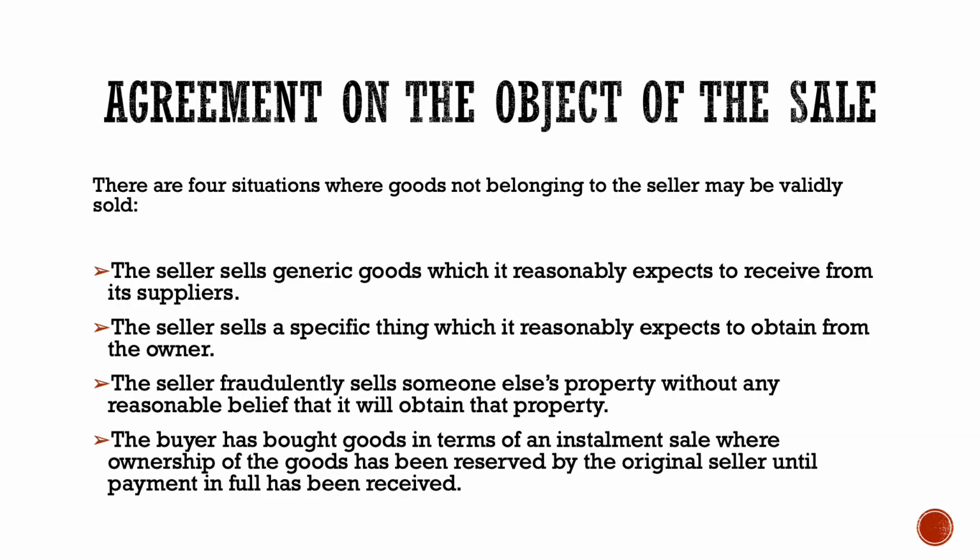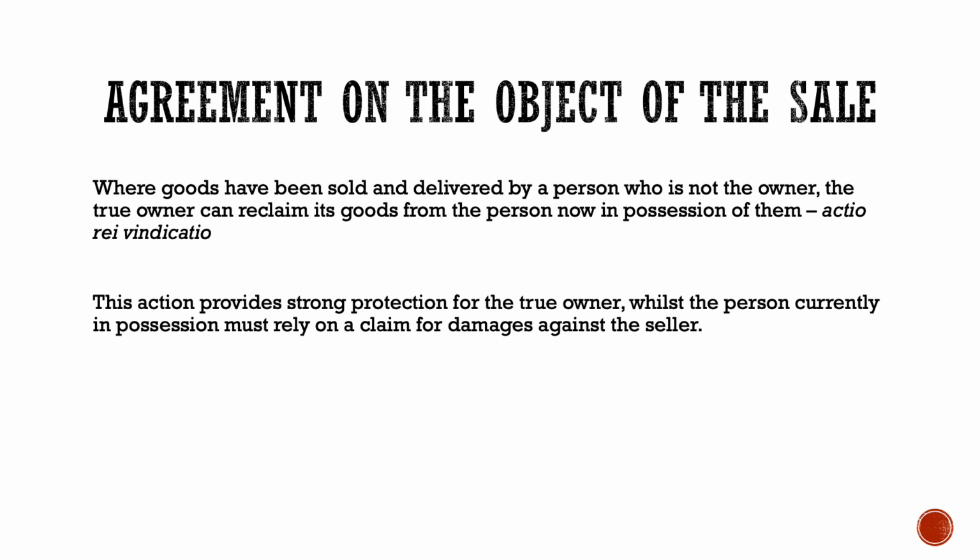There are 4 situations where goods not belonging to the seller may be validly sold. Right, number 1, the seller sells generic goods which it reasonably expects to receive from its suppliers. And number 2, the seller sells a specific thing which it reasonably expects to obtain from the owner. Number 3, the seller fraudulently sells someone else's property without any reasonable belief that it will obtain property. Number 4, the buyer has bought goods in terms of an installment sale where ownership of the goods has been reserved by the original seller until payment in full has been received. So those are some of the circumstances in which one may transfer objects that they do not yet own.